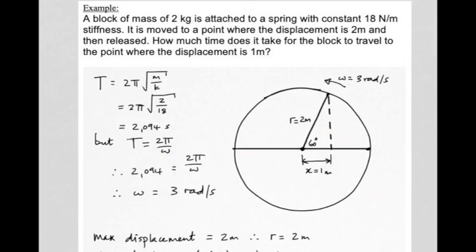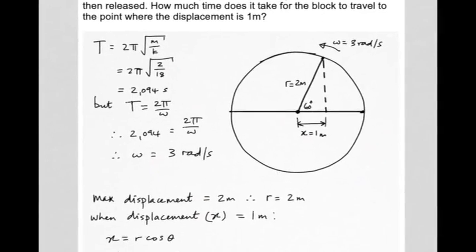Now remember that the mass was displaced to a point where it was 2 meters from the midpoint. So that must be our maximum displacement, which also must then be our radius of our imaginary circle. So it is the distance from here to the outermost point at 2 meters. And we are told to work out things when the displacement is at 1 meter, which is exactly halfway between those 2 points over here.